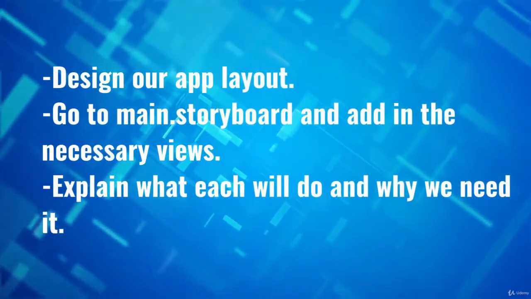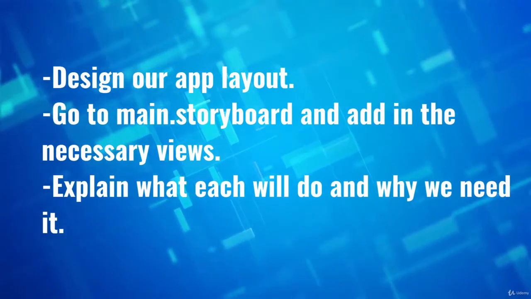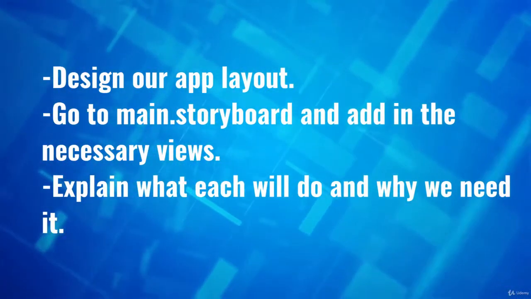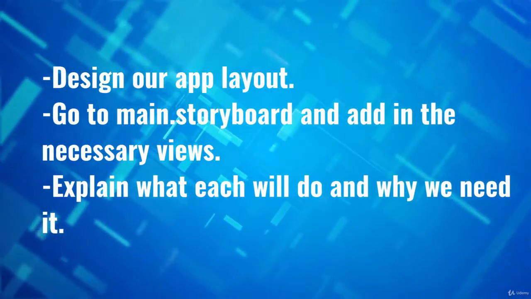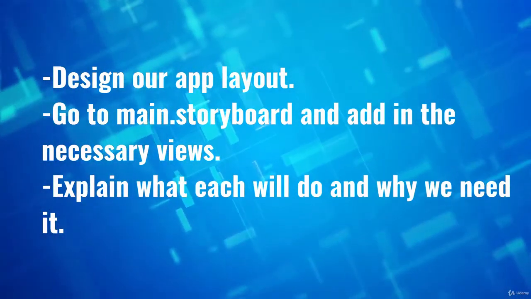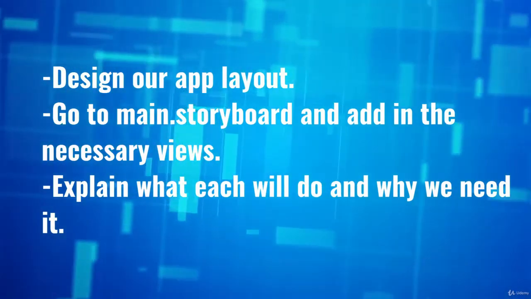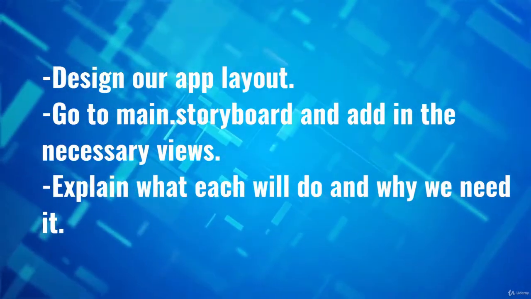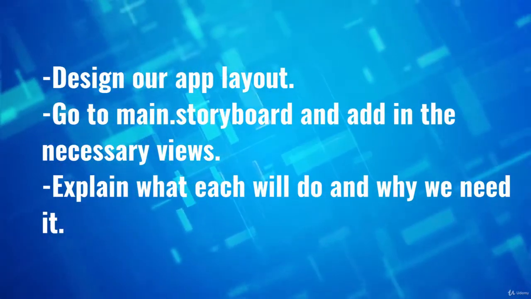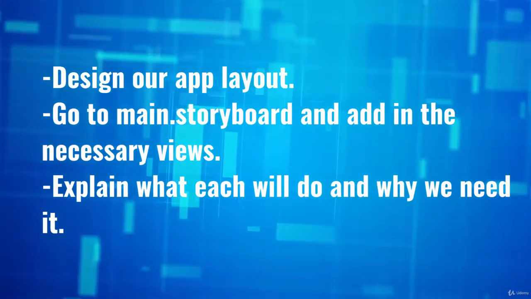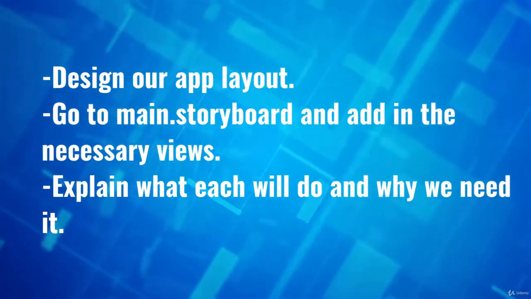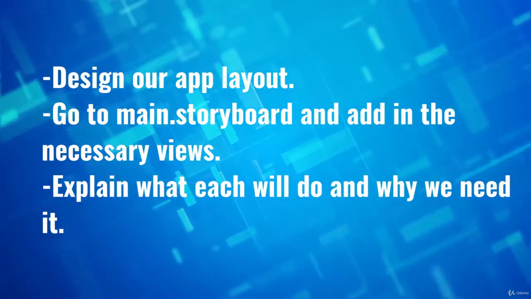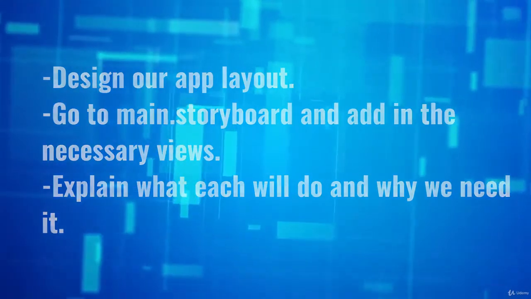Right, now we're going to design our app layout. This is going to be the first step in our app design process. So we're going to do this in the main.storyboard file, and we're just going to add in the necessary views from our list of views in the bottom right hand corner. And as we do this, we're going to explain what each view will do and why we'll need it in our app. So because this is a calculator, we know we'll need at least three things. We'll need some kind of input field, we'll need a button, and then a label to display our text. But we'll see that we'll actually need a couple of elements, and I'll explain why we need those as we go.